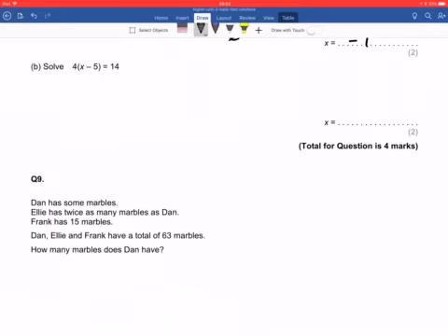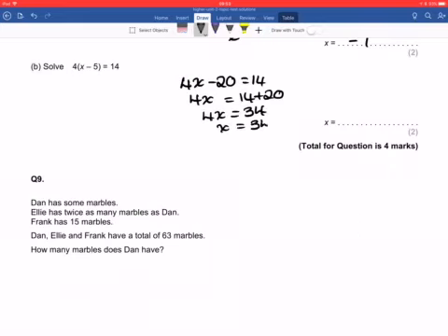Next question, solve 4 times x minus 5 equals 14. So I need to expand the brackets first. So 4x minus 20 equals 14. So 4x equals 14 plus 20, adding 20 to get rid of it from the other side. 4x equals 34. So x equals 34 divided by 4, which is 8.5.